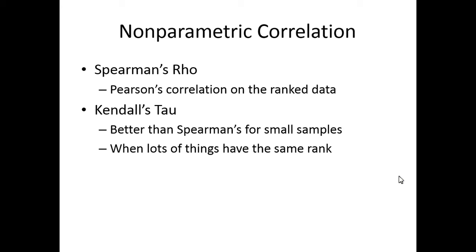And it gives you the same type of number, though. So the positive numbers mean the scores are going up together. The negative numbers mean one's going up, the other's going down. It just doesn't assume linearity.